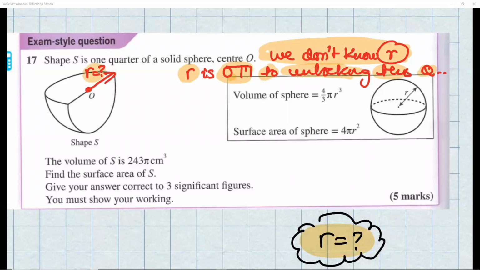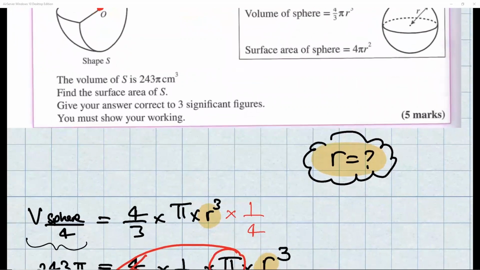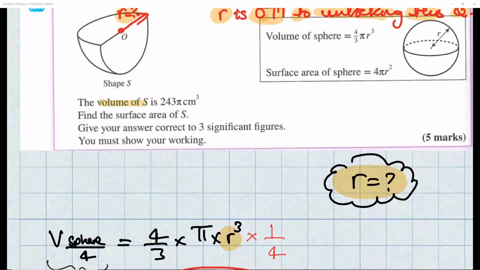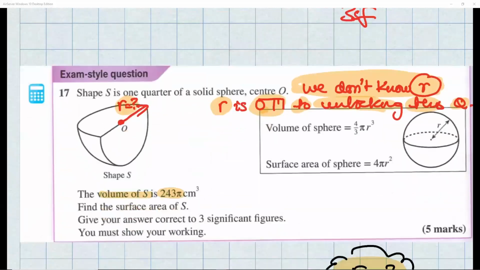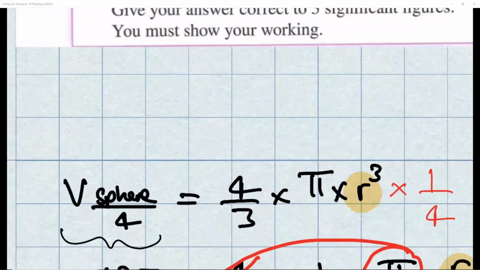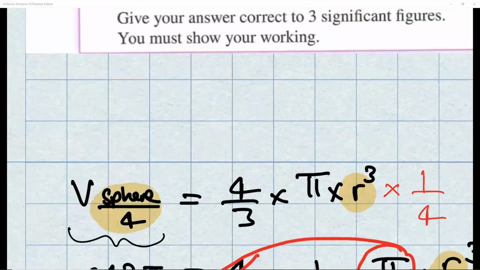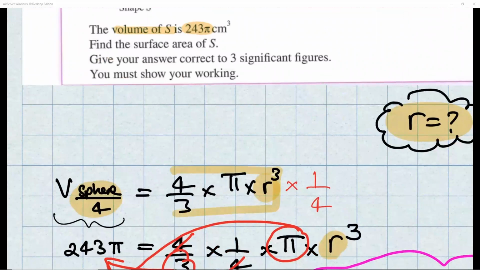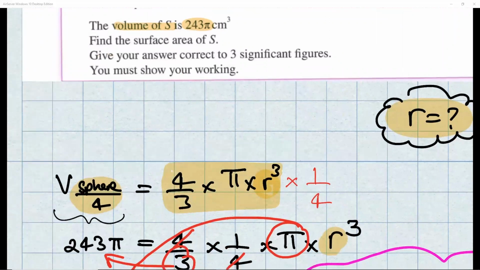Lovely. So when we start the question, the volume of the shape is 243 pi. What do we call a quarter of a sphere? It's like a hemisphere. Okay, how much of the sphere do we have? A quarter. And what's the formula for the normal full sphere? 4/3 times pi times r cubed, yeah?